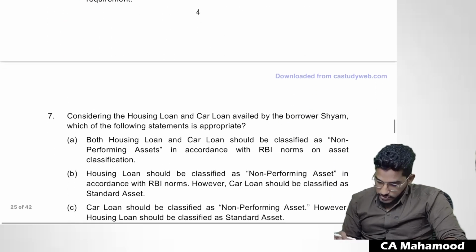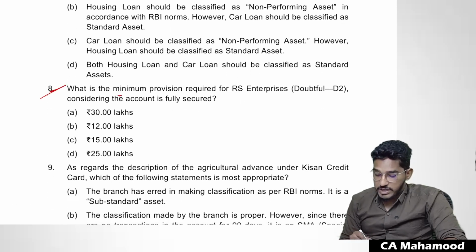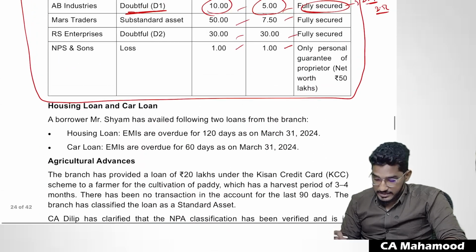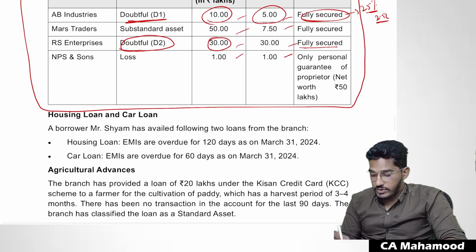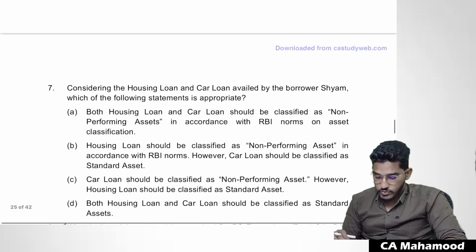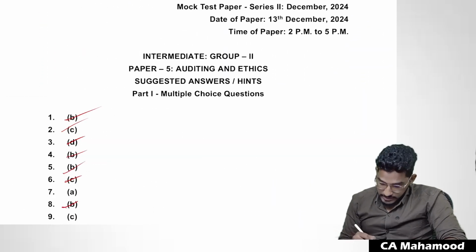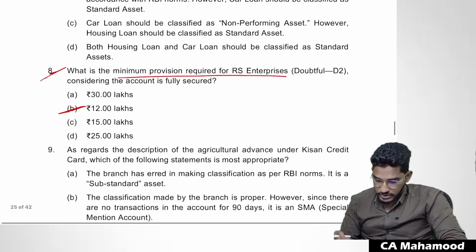Next. One more question also will be there. Is there any other question? Yeah. This 8th one is also. What is the minimum provision required for RS Enterprises, which is a doubtful D2 category? So RS Enterprises is in the doubtful category, D2 category. 30 lakh rupees is the outstanding amount. For this category, if it is fully secured, 40% provision has to be created. The provision amount will come to 12 lakh rupees. So 8th one is B. Is there any other question? Okay. So from that part, there is no other question.